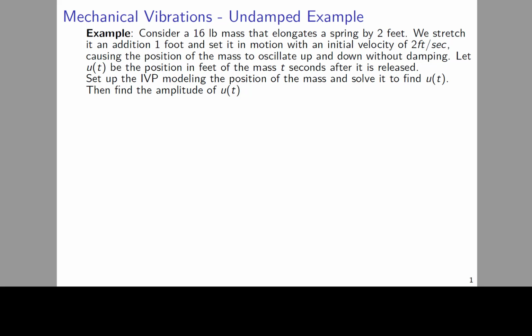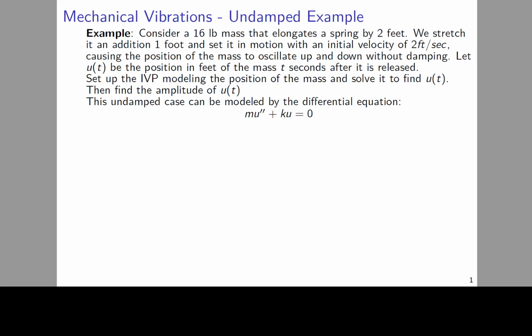Let u of t be the position in feet of the mass t seconds after it is released from its equilibrium position. Let's first set up the initial value problem modeling the position of the mass and solve it to find u of t, and then find the amplitude of u of t, that is, the furthest position that the mass will be off of its equilibrium state.